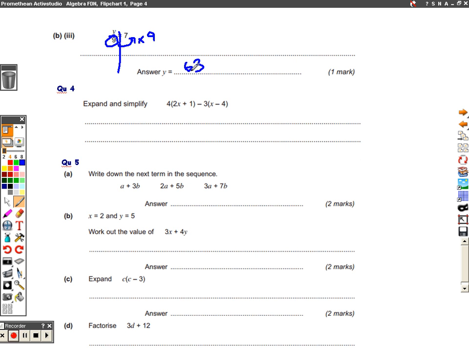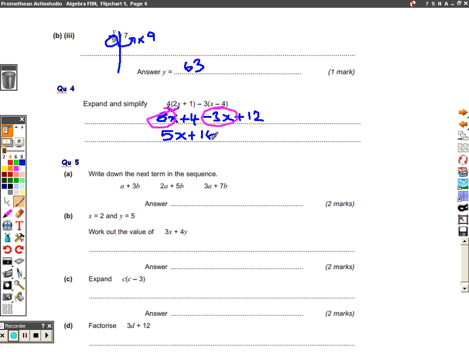Okay. Question 4 is a common question that has been coming up every year for the past few years. Be careful of the double negative here. And it seems to be coming up in this way in the past papers. 4 times 2x gives you 8x. 4 times 1 gives you 4. 3 times x gives you minus 3x. And 2 minuses make a plus. So 3 times 4 gives you 12. Gather your like terms. So 8x minus your 3x, remember the sign in front of it belongs to the term. 8x take 3x gives you 5x, plus 4 plus 12 plus 16.